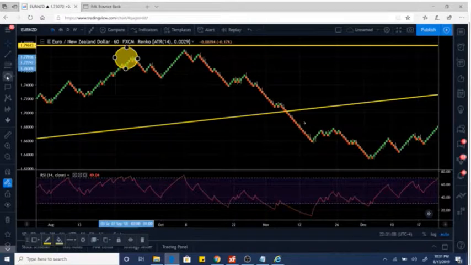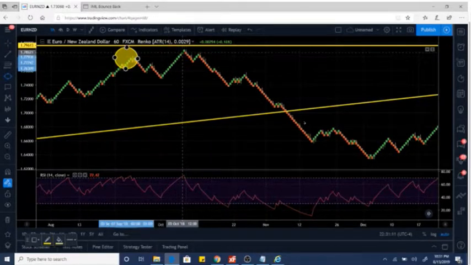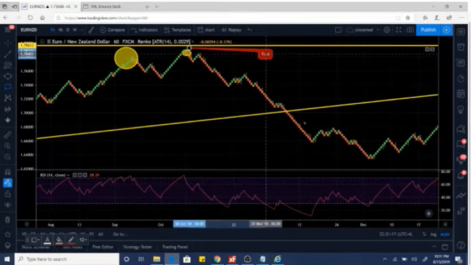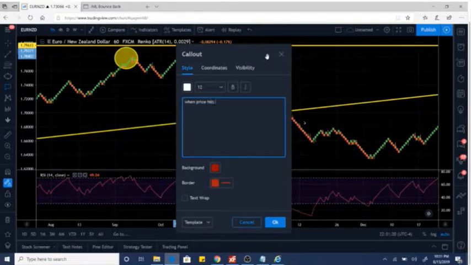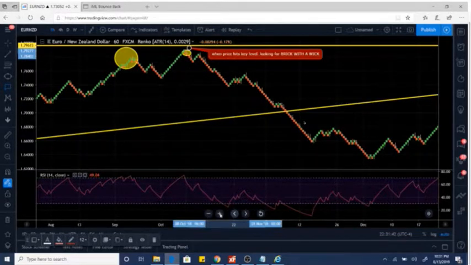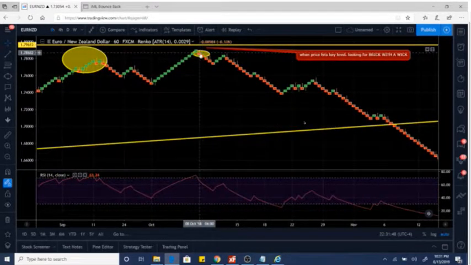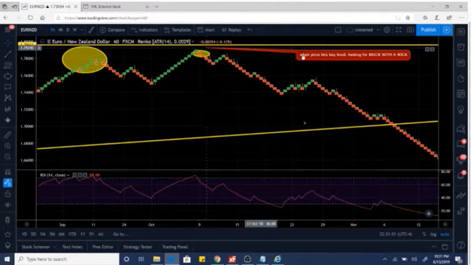Now, what I'm looking for is bricks with a wick when price gets to key levels. All right, easy, brick with a wick, right? That's the model. Brick with a wick. Right there. I'm looking for a brick with a wick. You see that? Why? Because bricks with wicks are not common.